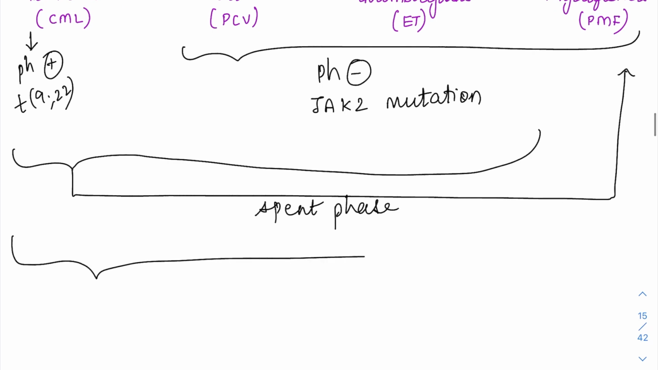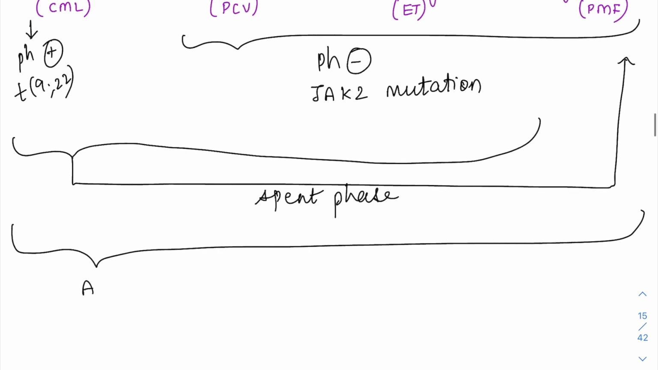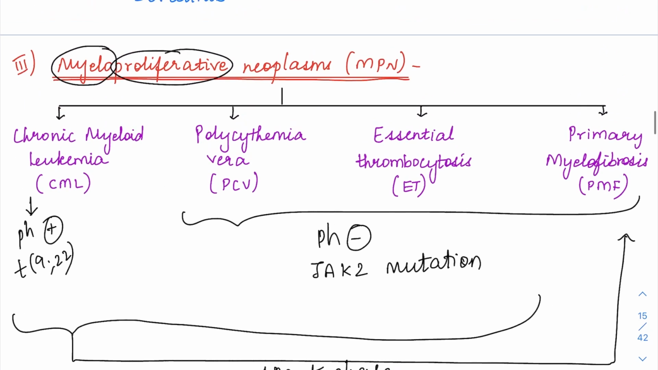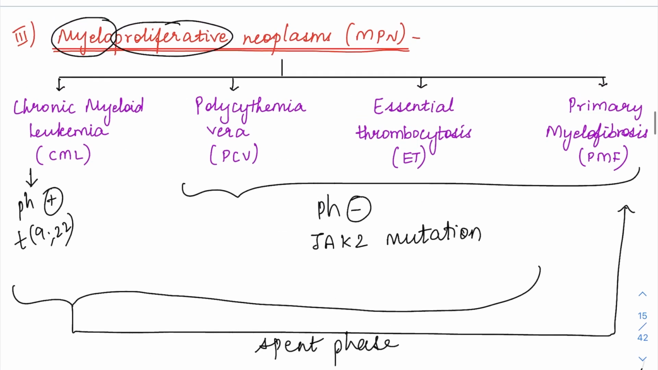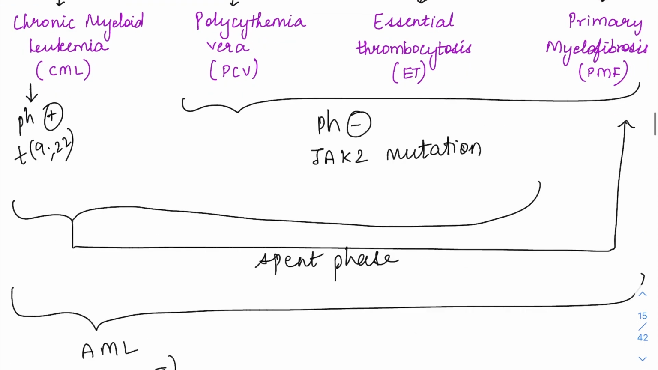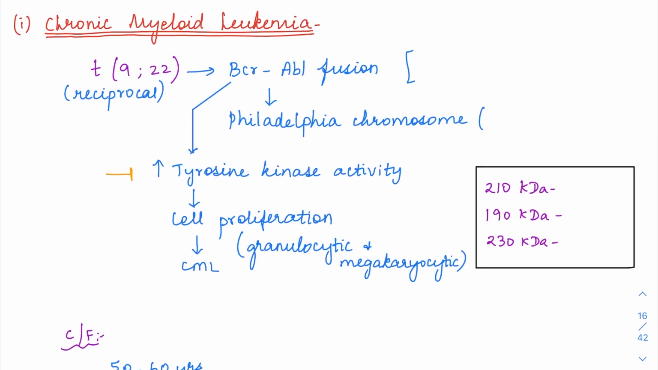And as such, all the 4 can transform into acute myeloid leukemia. So MPNs can transform into acute myeloid leukemia. And here the least common of these will be the essential thrombocytosis. Essential thrombocytosis has the best prognosis in the case. So all of the 4 can transform into AML, while ET has the least chances of transforming into the AML. So now let's start with chronic myeloid leukemia, CML.